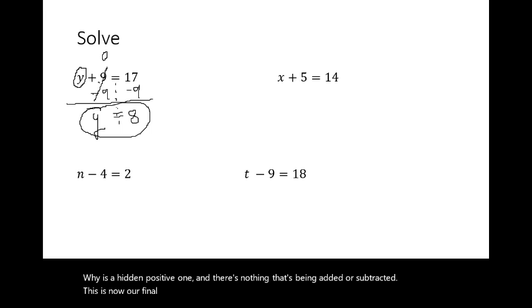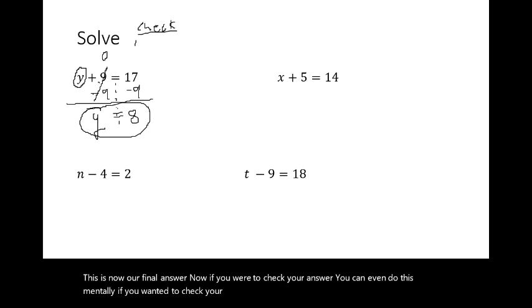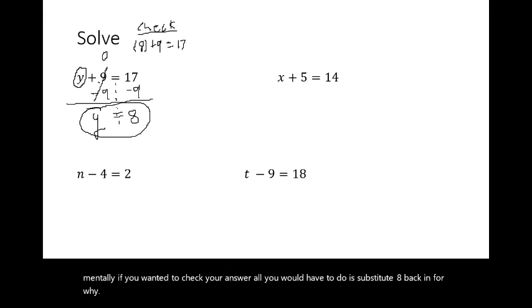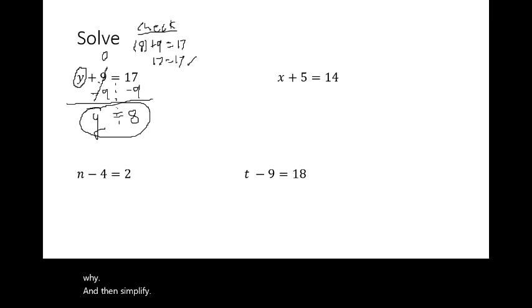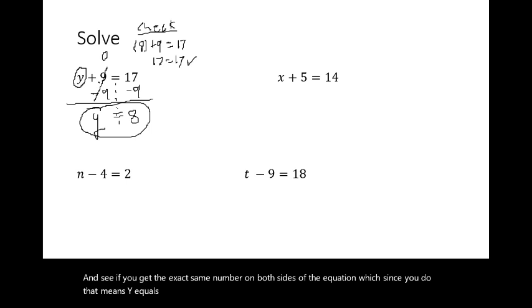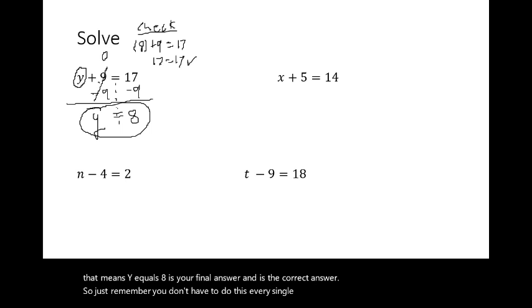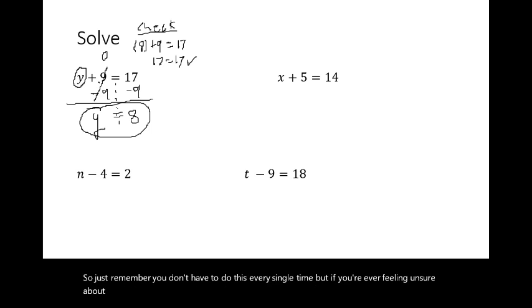Now, if you were to check your answer, you can even do this mentally. If you wanted to check your answer, all you would have to do is substitute 8 back in for y, and then simplify and see if you get the exact same number on both sides of the equation, which, since you do, that means y equals 8 is your final answer and is the correct answer. So just remember, you don't have to do this every single time, but if you're ever feeling unsure about your answer, you can always do this to check it.